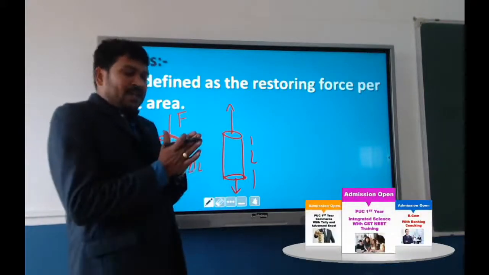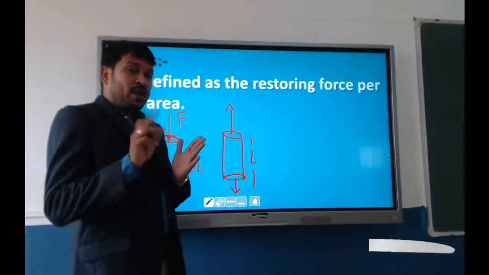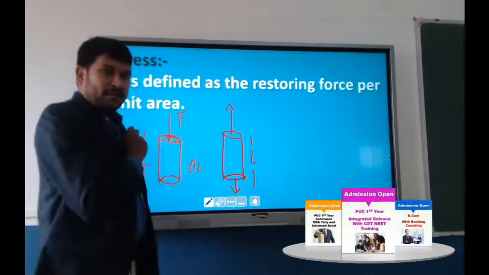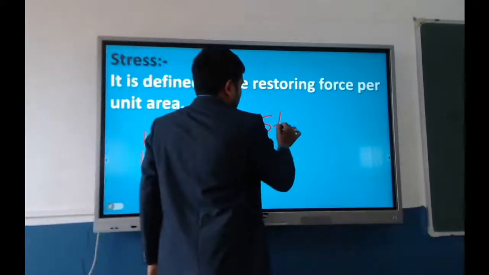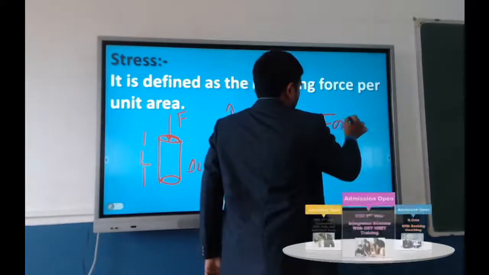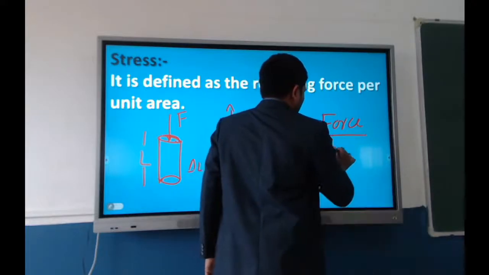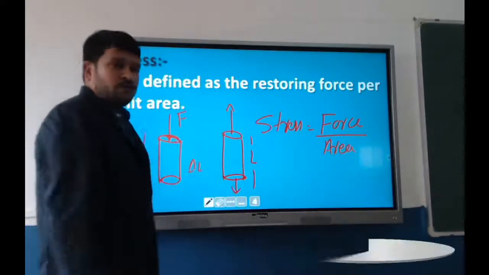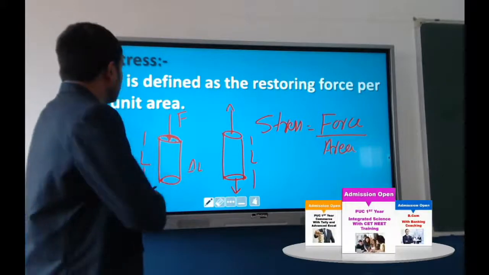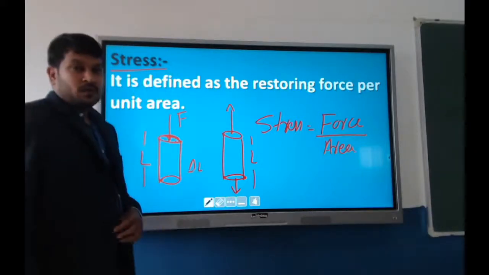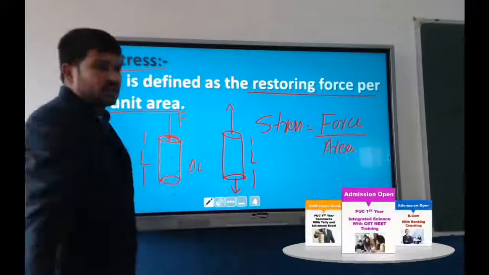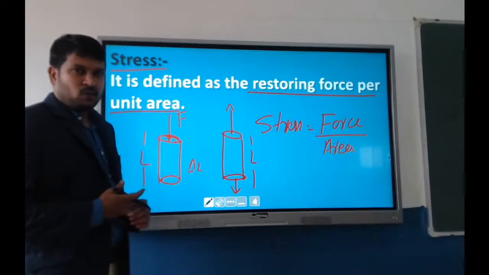Expansion as well as compression takes place when we apply the force in a particular area. That is stress, equal to force per unit area. Stress equals restoring force per unit area. That is, restoring force per unit area is known as stress. Clear? I hope you are clear.